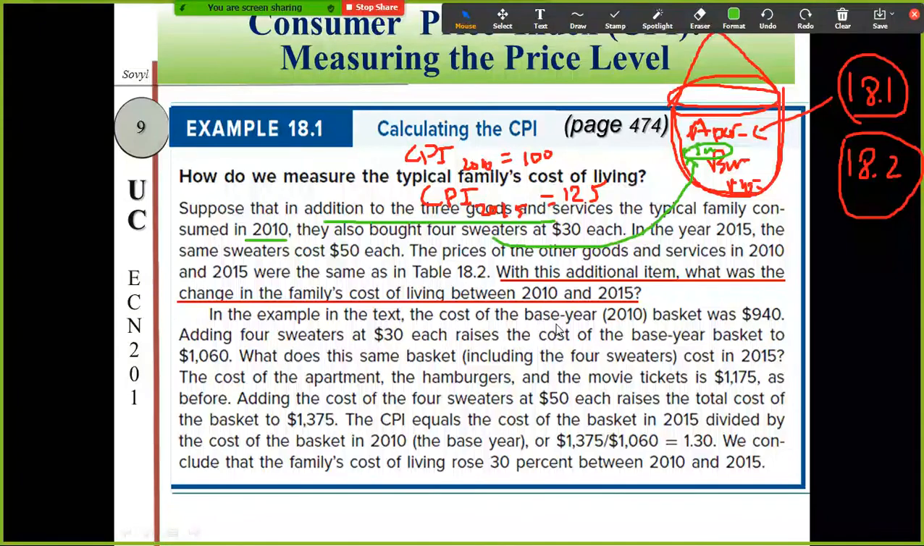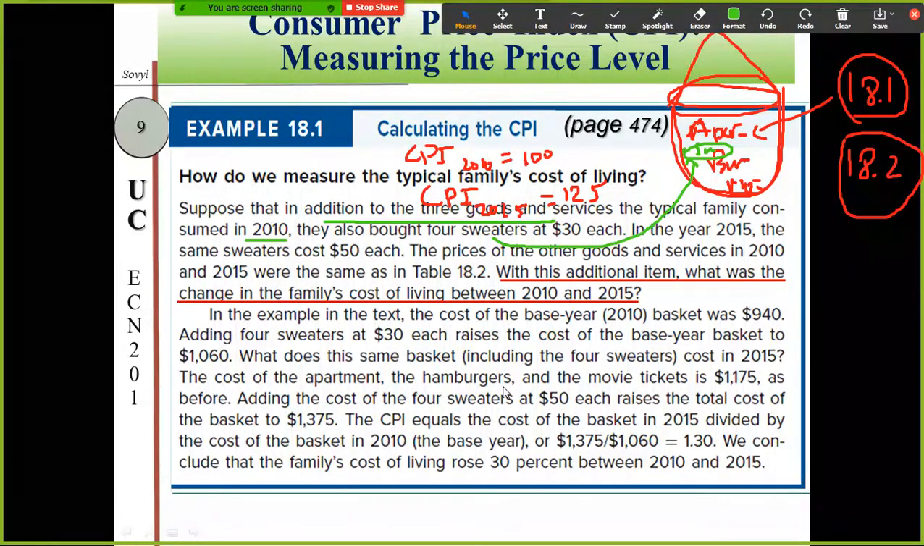you can find the CPI. The CPI is equal to the cost of the basket in 2015 divided by the cost of the basket in 2010, because 2010 is the base year, and multiplied by 100. In the textbook, as I mentioned already, the author did not multiply by 100, but you should multiply by 100. Based on the textbook, without multiplying by 100, it is 1.3. But if you multiply by 100, it is about 130.